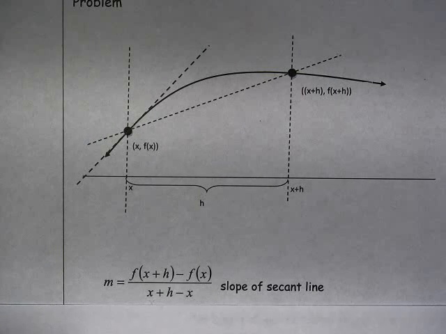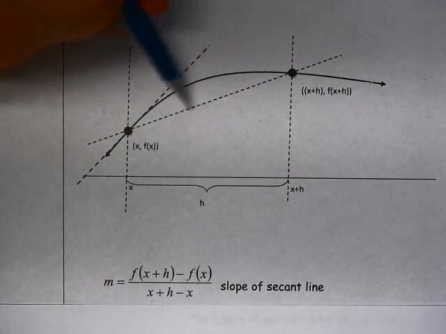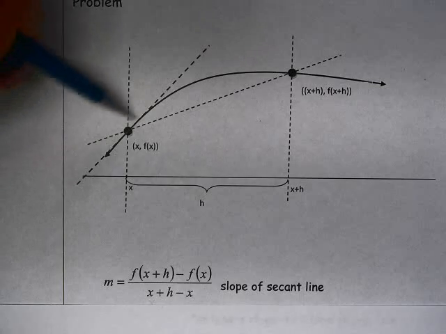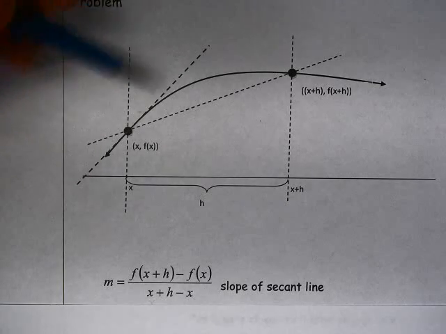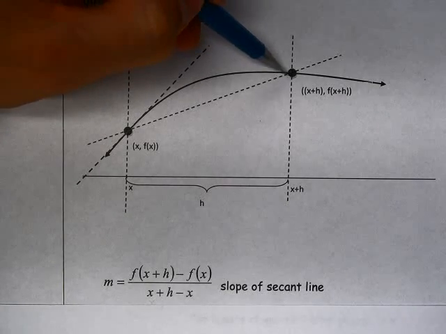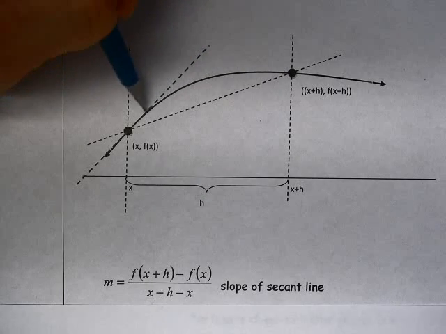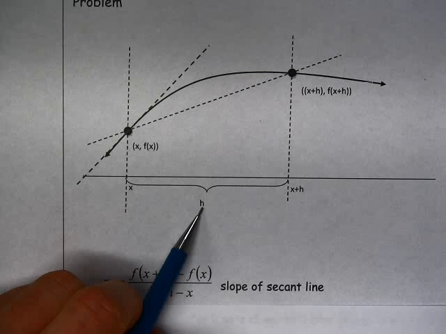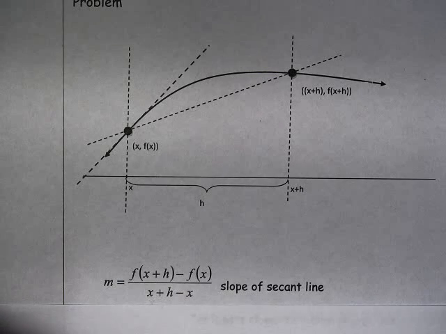There's the slope of the secant line. So it's really just y2 minus y1 over x2 minus x1. And that gives us the slope of the secant line. What I want to find is the slope of the tangent line, so I can move this point closer and closer and closer to the original point. And I do that by shrinking that horizontal distance, that h. So I'm bringing that h closer and closer and closer to 0.